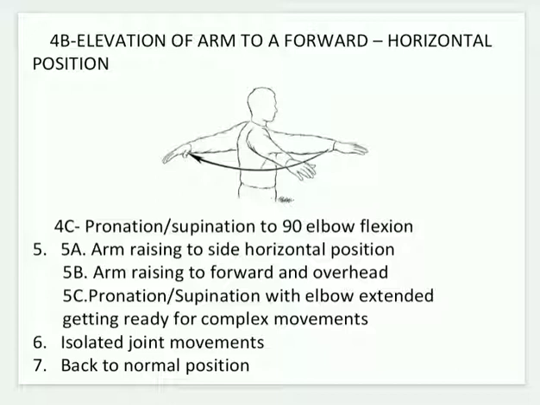Stage 5A means arm raising to a side horizontal position. 5B, arm raising forward and taking the hand overhead. 5C tells about pronation and supination with the elbow in extension. Stage 6 tells about isolated joint movement. And stage 7, the patient can do normal positions, meaning getting back to normal. Some examples are combing the hair, driving a car, swimming. It means some of the motor activities can be done.